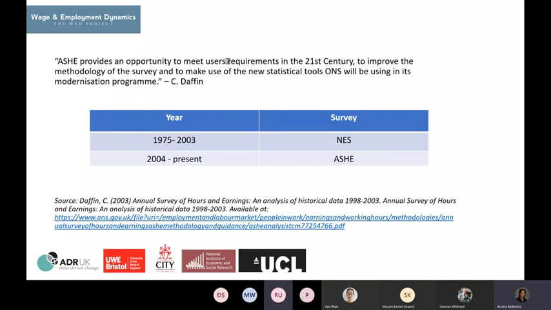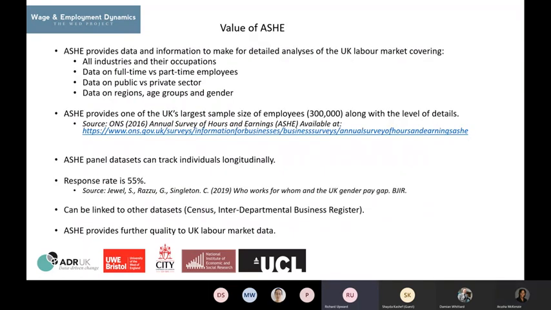Would I be able to ask a question? Yeah, sure, go ahead. I just wondered about this response rate being 55%. That's much lower than the NES used to report. And if the sample size is 300,000, it's still meant to be a 1% sample of UK employees. But if the response rate is only a bit over a half, it just seems very low. Has the response rate got much lower in recent years?